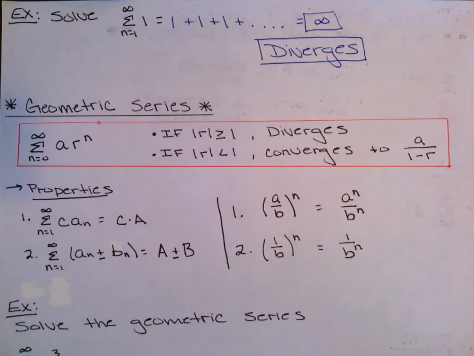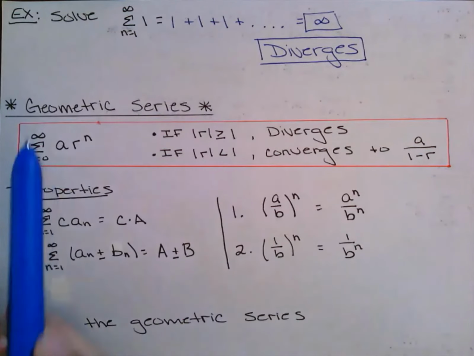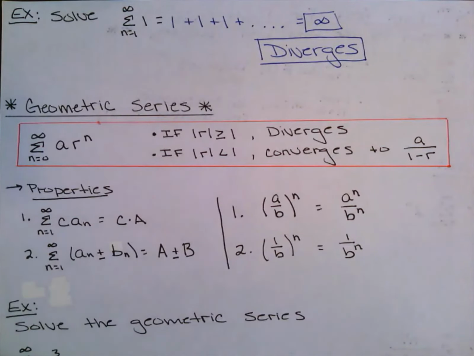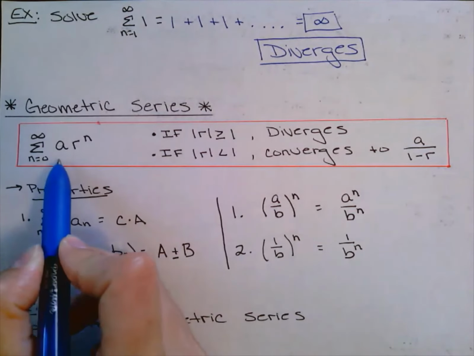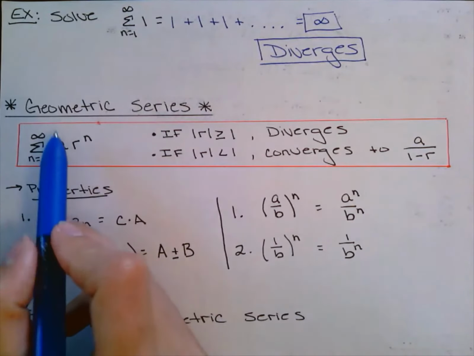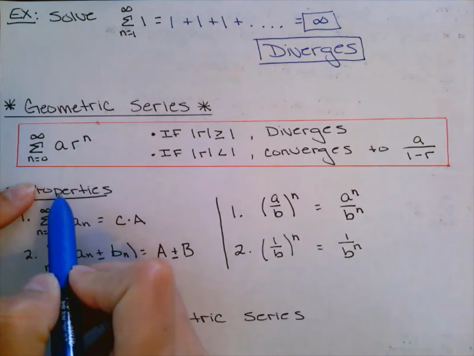Okay. The first test you're going to learn is called a geometric series. So if this series has this pattern of what they call geometric, you can take this super quick shortcut. The setup that you're going to be looking for to recognize that it is geometric is a times r raised to the n.